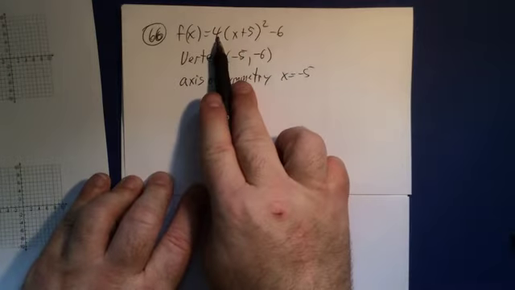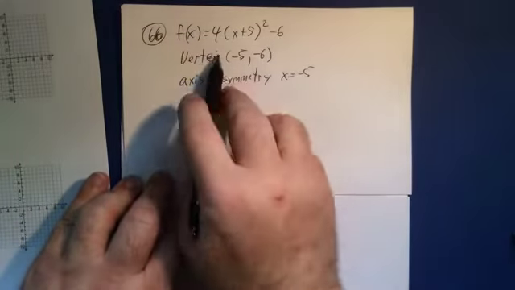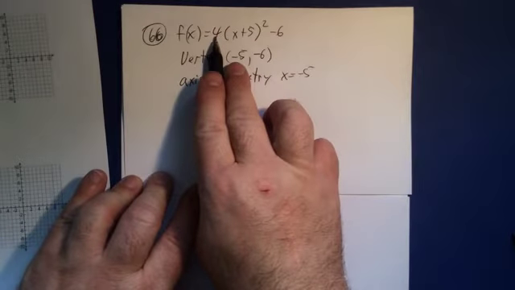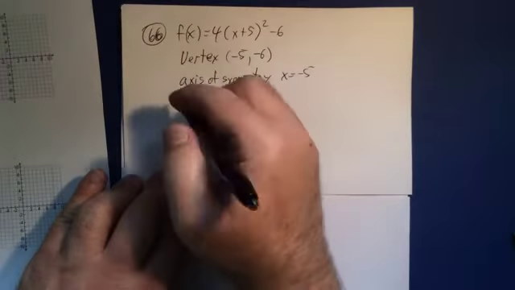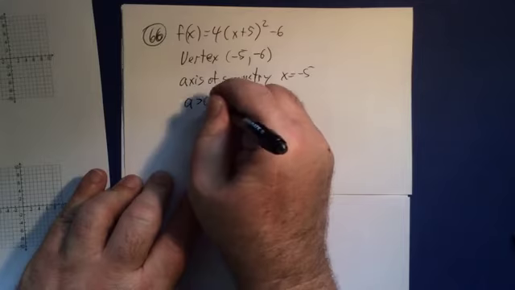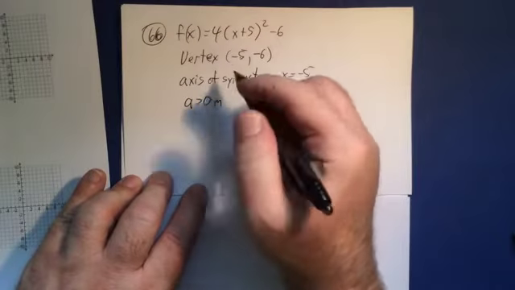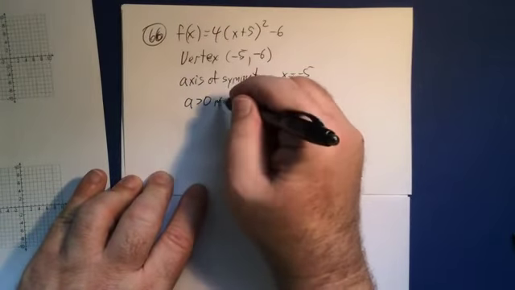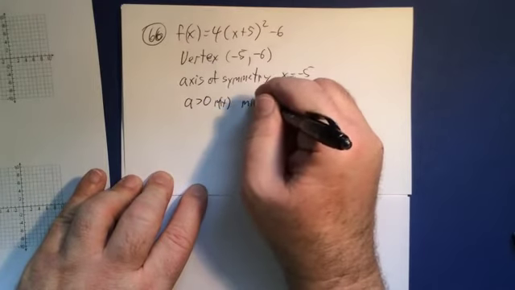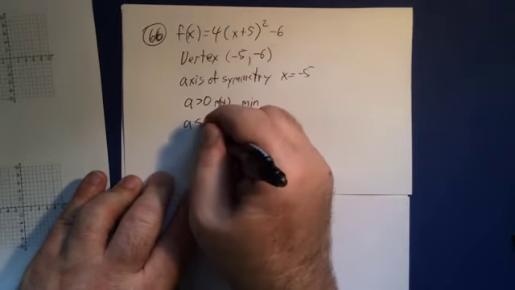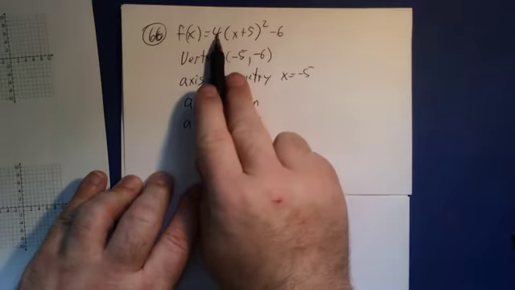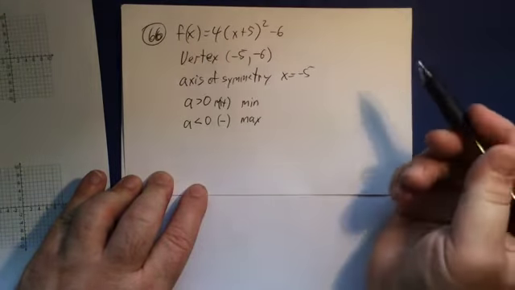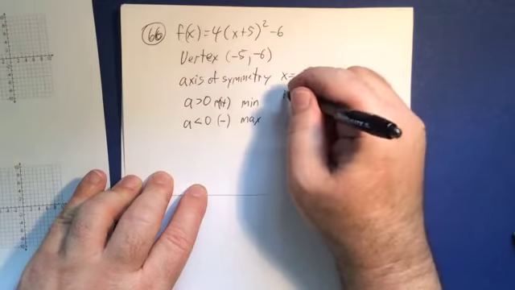Now, this is what you have to know for whether it's a maximum or minimum. As long as a is greater than 0, it's going to be a minimum. If a is less than 0, it's going to be a maximum. So if a is greater than 0, like it's positive, it's going to be a minimum. If a is less than 0, that means it's negative, this is going to be a max. Since a is greater than 0, it's going to be a minimum.